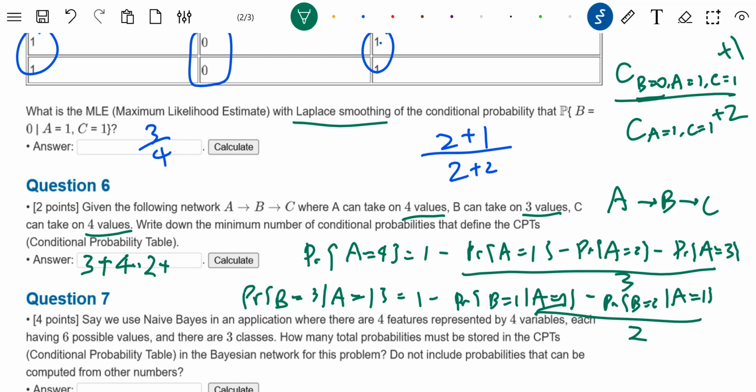For C based on B, you want the C given B variables, and there are 4 values of C, so you need to store 3 of them. The other one can be computed by 1 minus the rest. And you have 3 possible values of B, and for each one you need to store 3 values of C. So that's the total number of probabilities you need to store.